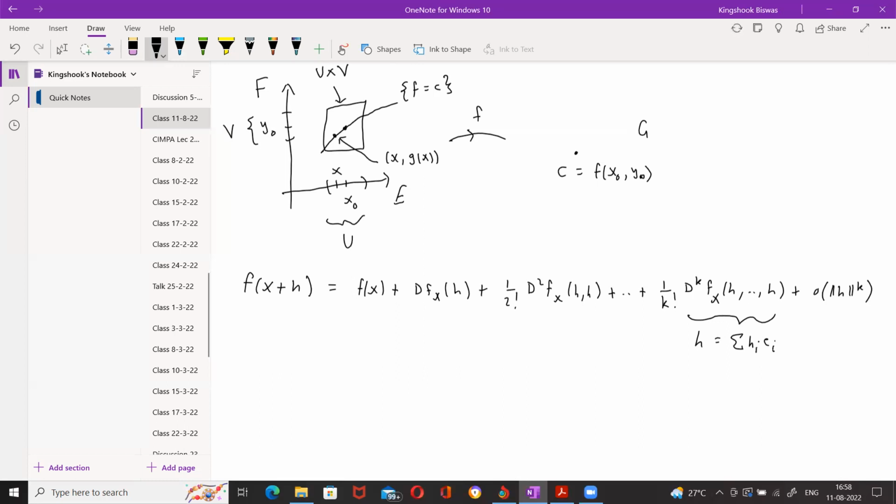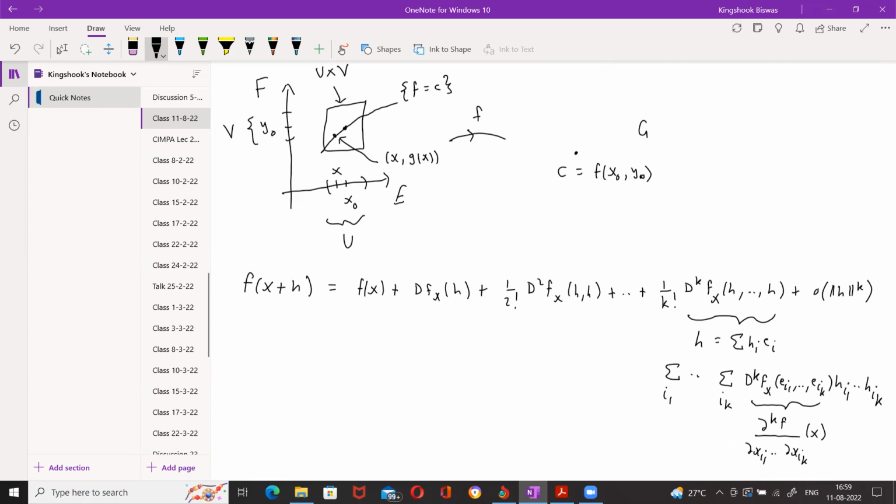then by multilinearity, this will become a sum over k indices, i_1 up to i_k. Then I'll get d^k f_x of e_{i_1} up to e_{i_k}, into h_{i_1} up to h_{i_k}, right? And this d^k f_x of e_{i_1} to e_{i_k} is the same as the partial derivative ∂^k f over ∂x_{i_1} up to ∂x_{i_k}, the whole thing at the point x.